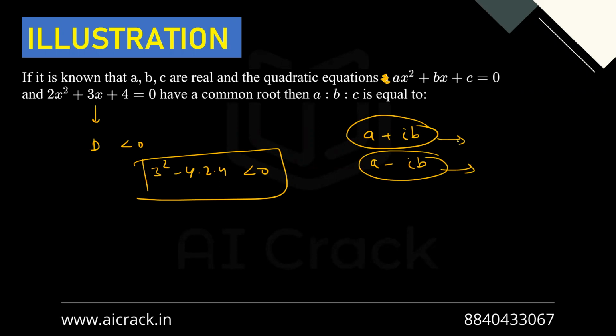If this root is complex, then this root would also be complex, and they occur in pairs. So that is why this particular equation and this particular equation are exactly the same. So it's very obvious that A is to B is to C would be 2 is to 3 is to 4. So this was the trick in this question: since we don't really have three equations to find the ratios, we have to find some hidden information from inside the question.